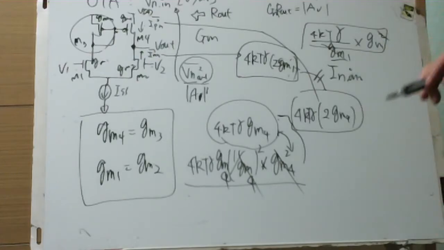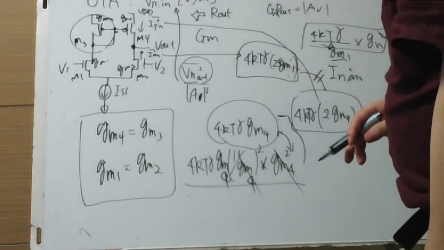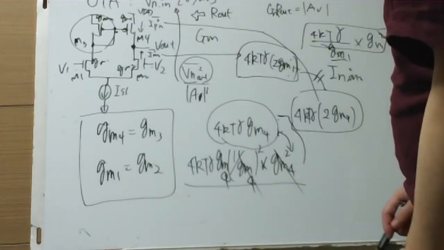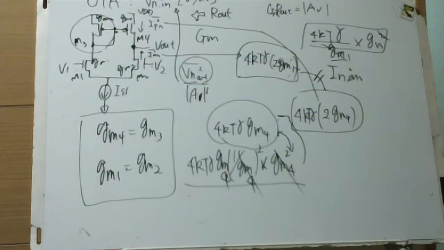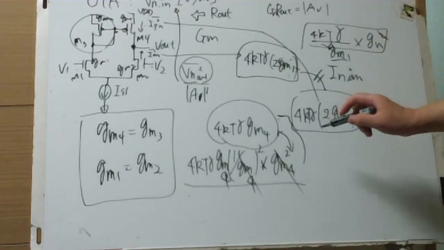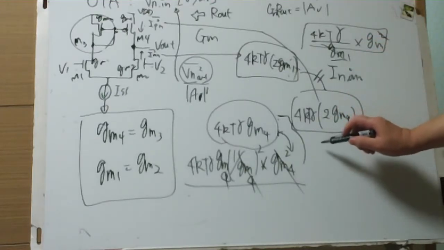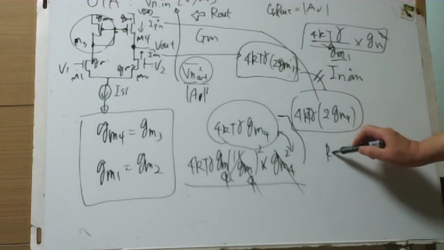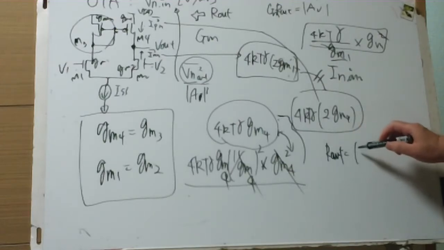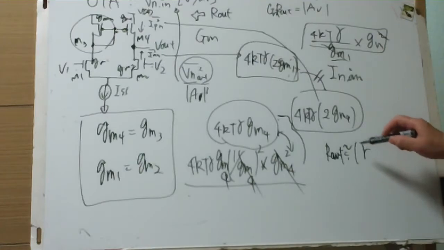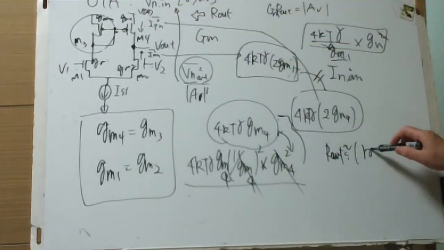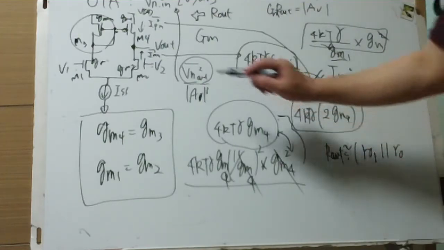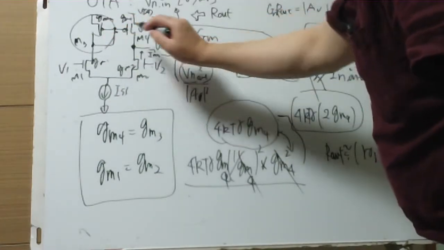And next I'd like to recalculate the output impedance from the small signal equivalent circuit of this OTA. I show that the output resistance is approximately equal to RO4 in parallel with RO1, RO1 or 3, or 1 or 2, 3 or 4.